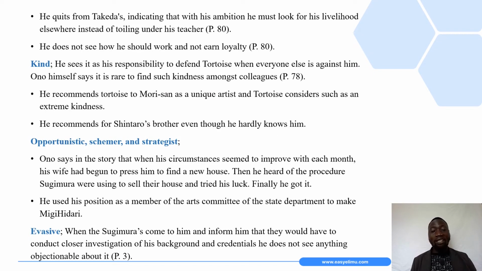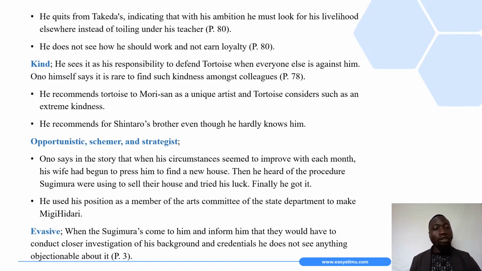So remember, that is an illustration we also used when trying to talk about how hardworking and industrious Ono is. Another thing is that Ono quits from Takeda's, again indicating that with his ambition, he must look for his livelihood elsewhere instead of toiling under his teacher. So he does not see how he should work and not earn loyalty.